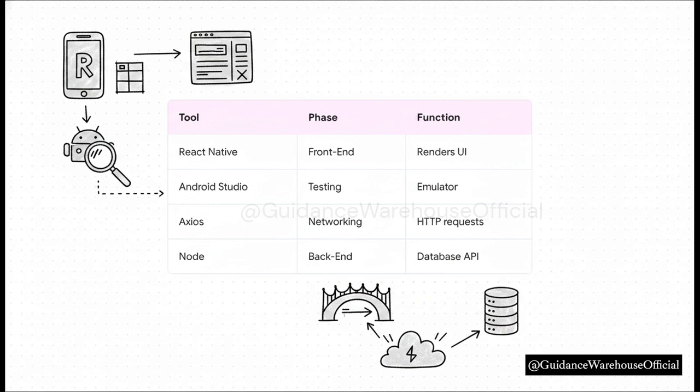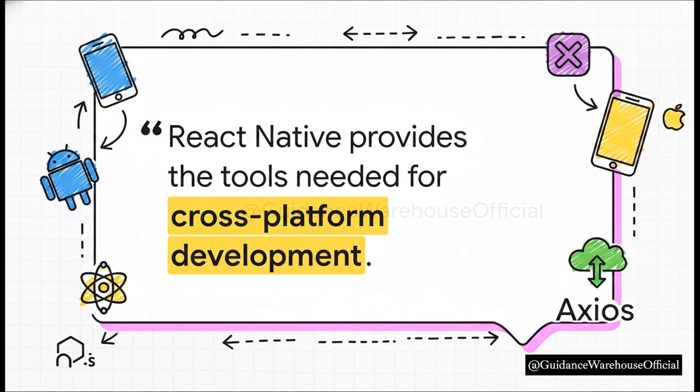As you can see, every single tool has a very specific, isolated job. The absolute beauty of mastering this workflow is all about cross-platform development. The exact same JavaScript concepts, the exact same React components, and the exact same Axios calls you just learned apply whether you are targeting an Android emulator via Android Studio or an iOS device using Apple's Xcode. You literally learn it once, and you can deploy it everywhere.